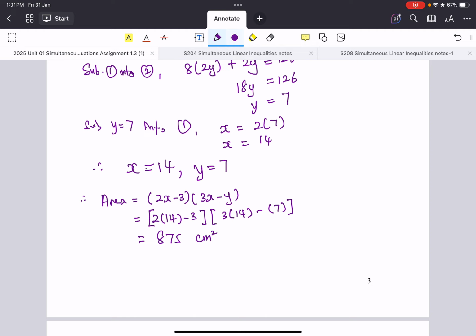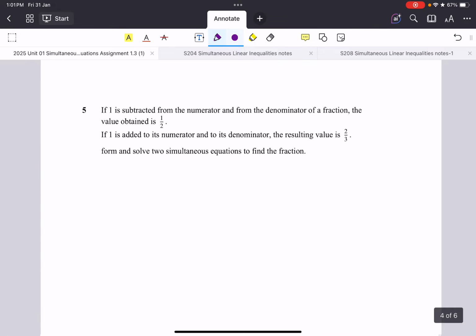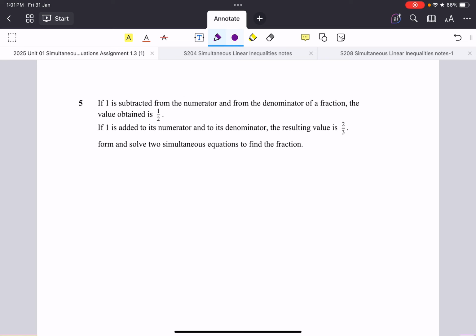Okay, right, moving on. Next example, if 1 is subtracted from the numerator and from the denominator of the fraction, the value obtained is half. If 1 is added to the numerator and the denominator, the value is 2/3. Right, so this is an example that you have seen before. It's not new to you. So what we're going to do is we're going to define the variable. Let x be the numerator and y be the denominator.